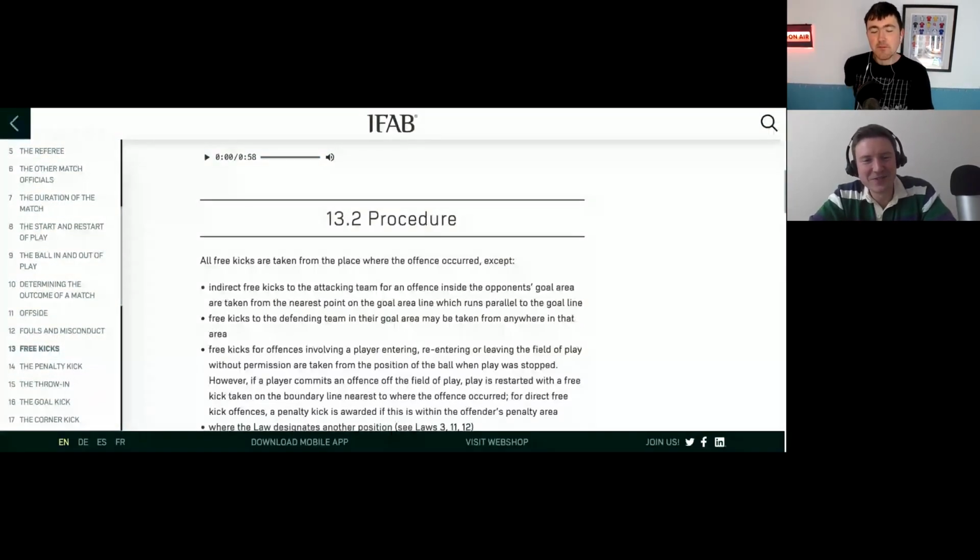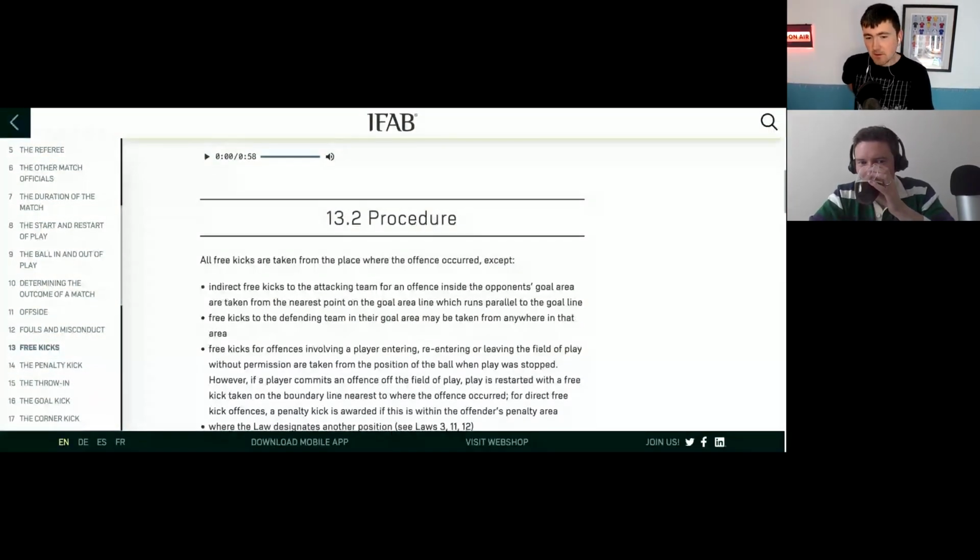So free kicks, where a free kick is taken from is the first part of the procedure. They are taken from the place where the offence occurred. So where was the foul? That's where the free kick is. That's kind of common sense.